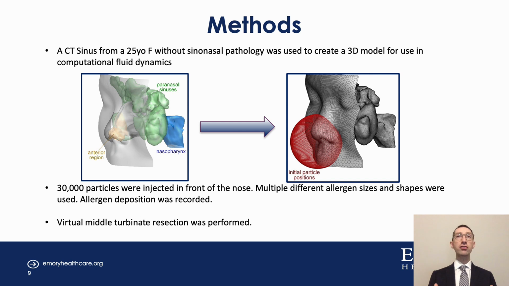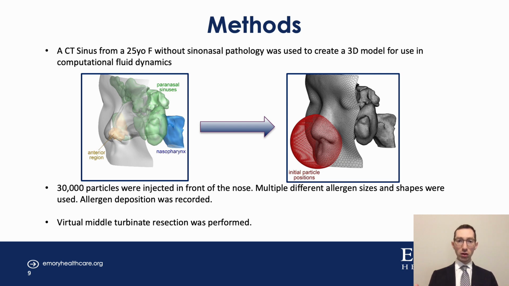And so what we wanted to understand is, at baseline, in patients who are healthy, are there significant differences in deposition of allergens? We know that there are airflow differences. And so perhaps if there are differences in allergen deposition down the line when there's atopy, perhaps that is resulting in differences in disease distribution.